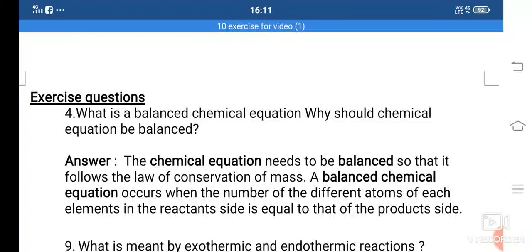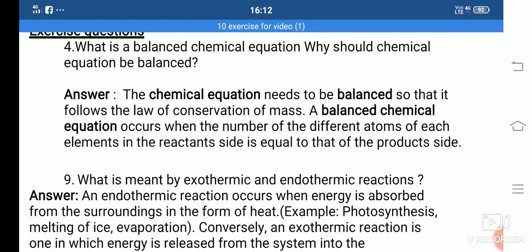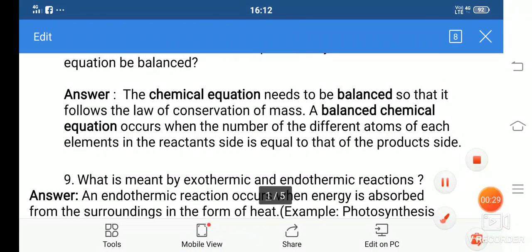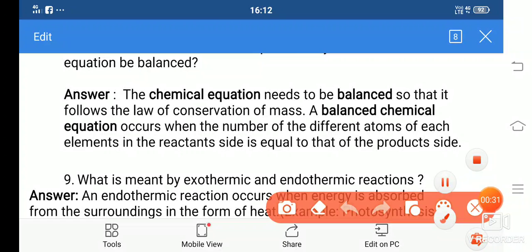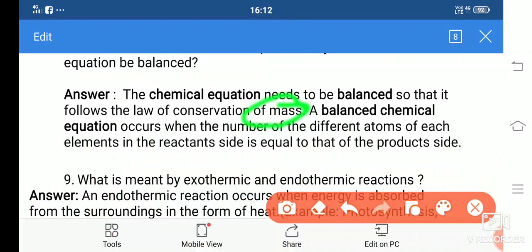Today we are going to discuss exercise questions and answers of chapter number 1, that is chemical reactions and equations. What is a balanced chemical equation and why should a chemical equation be balanced? The answer is that a chemical equation needs to be balanced so that it follows the law of conservation of mass. You know what the law of conservation of mass is? According to the law of conservation of mass, mass can neither be created nor be destroyed in a chemical reaction. Okay, so this is the law of conservation of mass.